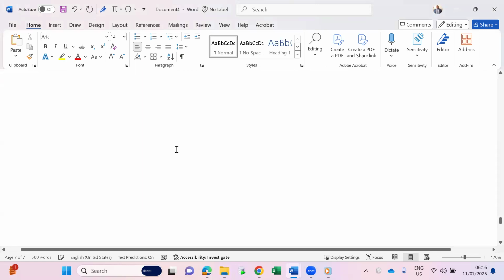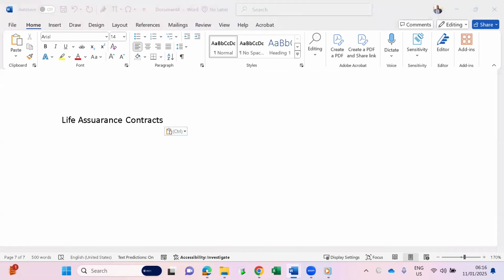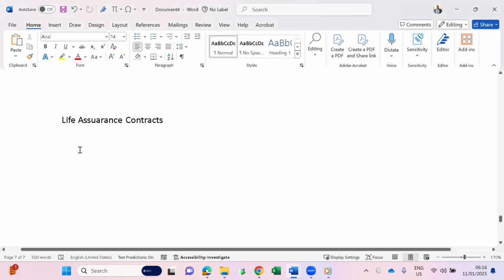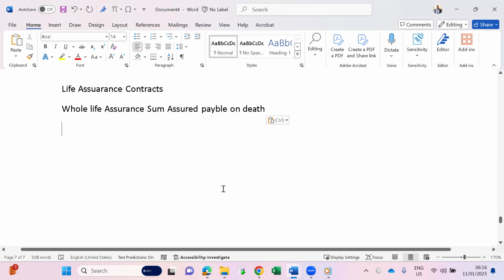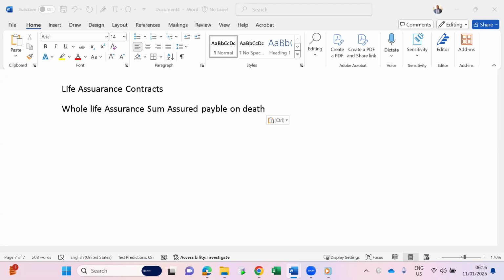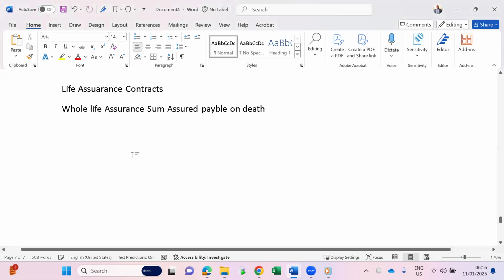So, life assurance contracts, we are going to deal with a few. I'm just going to name four of them. Most important is the whole life assurance. Here a policyholder pays in some kind of premium, and when they die, we pay a sum assured. So that's the whole life. The benefit is payable on death. The sum assured is payable on death.